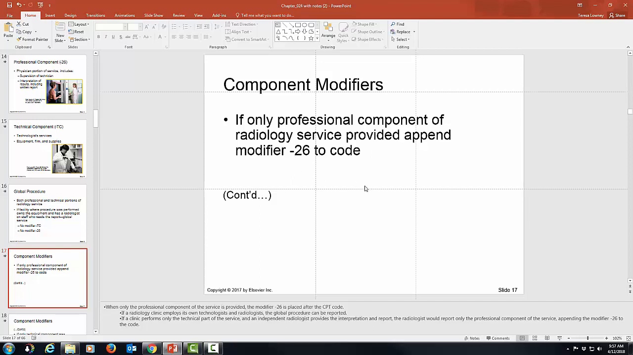So if a radiology clinic employs its own technologists and radiologists, the global procedure can be reported. But if it's only the doctor going over to the hospital and reading all of the echoes, he doesn't own the equipment, you'd put that modifier 26.